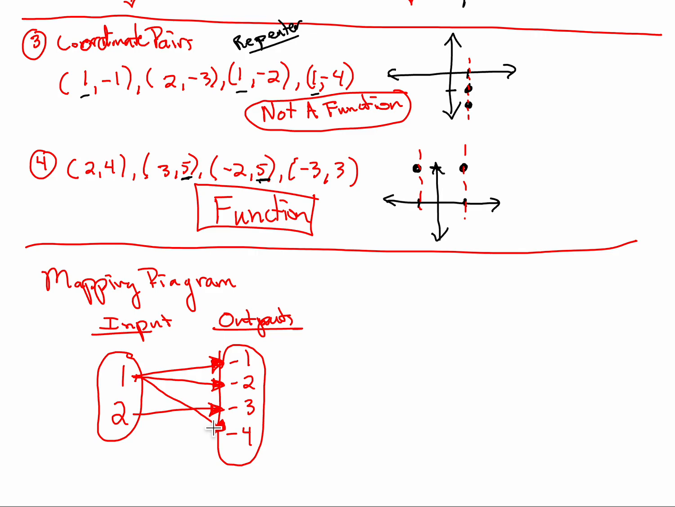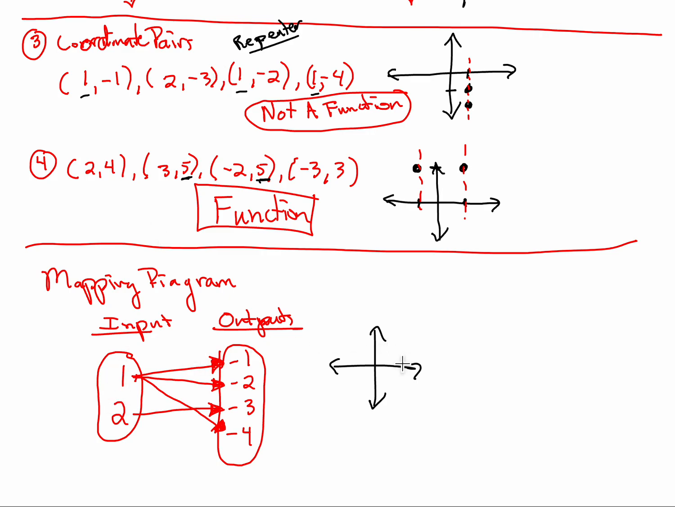Now, we do have to determine, so sometimes we're given this mapping diagram and asked, is it a function? And I'd be like, I don't know. Well, we can do the same thing that we did up here with the coordinate pairs. We can just make a coordinate pair. So we want to look for the repeaters, which are the 1s. I can see the repeating much easier here than I was able to up in the coordinate pairs.